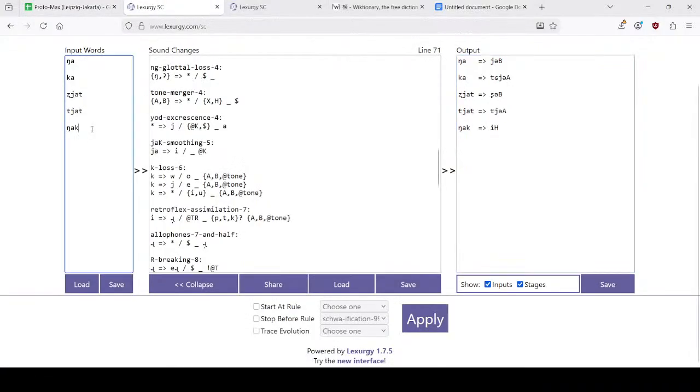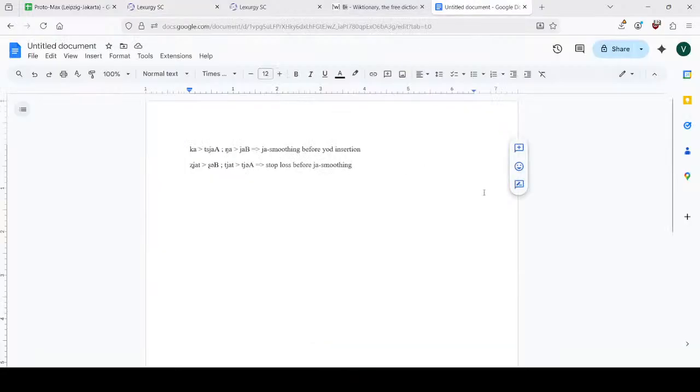Is there anything that contradicts that? Nga. Nga tells us, or nga to, stop capitalizing. Okay. Nga to implies ya smoothing before stop loss though, right? No, after. So it is stop loss after ya smoothing.